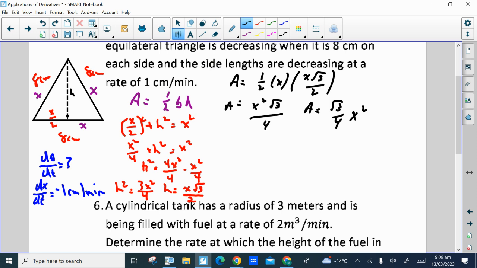So now I will differentiate both sides with respect to time. So dA by dt, when you bring the 2, the power on the x, in front, it'll be 2 over 4, which will reduce to 1/2. So it'll be root 3 over 2 x. And then you also have to multiply by the derivative of what's inside. The derivative of x with respect to time is dx by dt, which we're given.